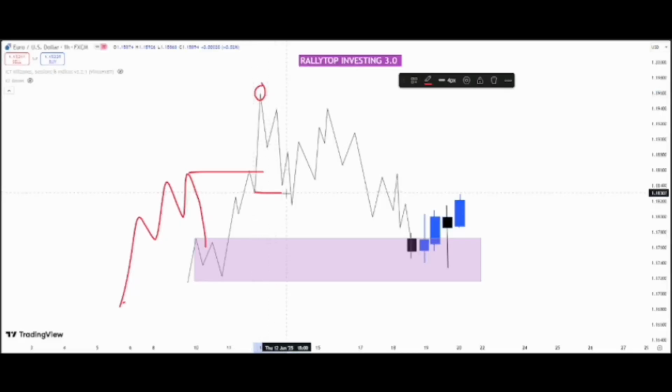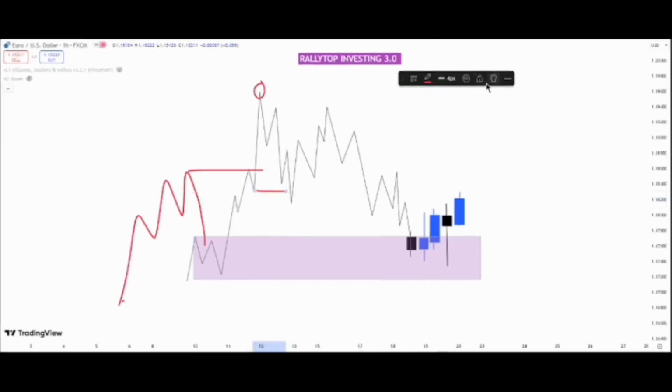If you don't know how we identify our inducement, you can get back to our playlist, and you have videos there that we talk about inducement. Now, so price took out inducement right there. And after inducement has been taken out, you want to mark out your areas of interest. And there are only 2 areas of interest that work within your trading range. And I want you to understand that very, very well.